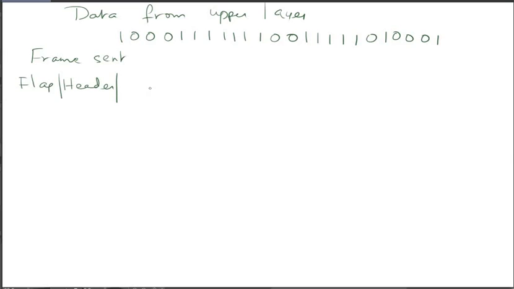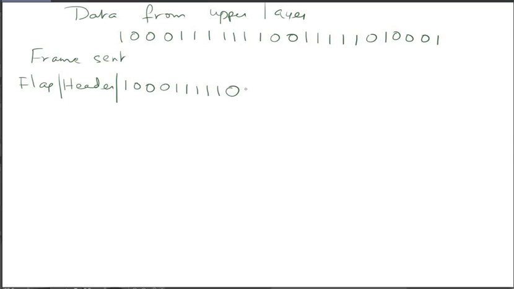After the flag the same data is sent. So we have 1 0 0 0. Now after this 0, 1 2 3 4 5 ones will be sent. After these 5 consecutive ones, a 0 bit is stuffed.